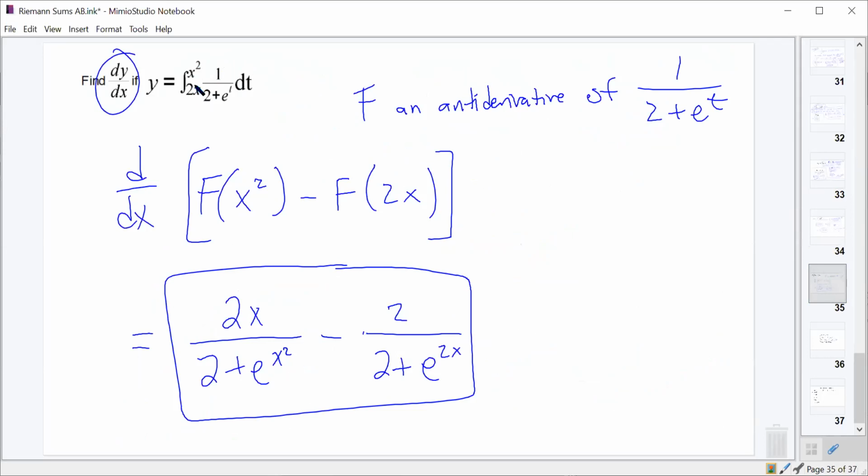But before I slap these limits on it, if I'm just talking about an antiderivative of this function, there are an infinite number of different antiderivatives for this. And we'll talk about why that is tomorrow. So make sure that you say it is an antiderivative, not the antiderivative. All right, everybody good so far?